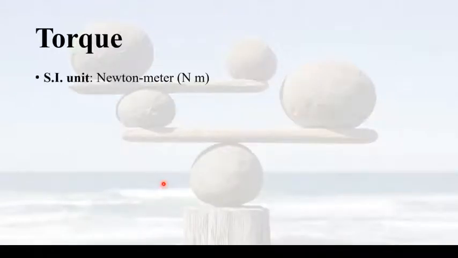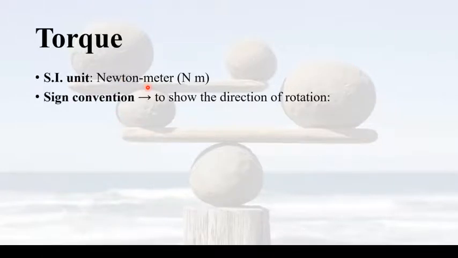So SI unit for torque is Newton meter. Okay, because FR sin theta, it doesn't have any unit. So FR, force and radius, so we have Newton meter here. And then the sign conventions, this is very, very important. You have to know how to determine sign conventions in this subtopic.